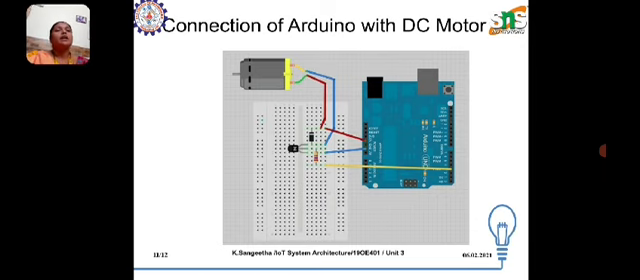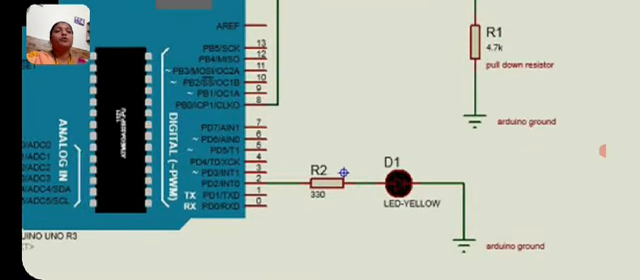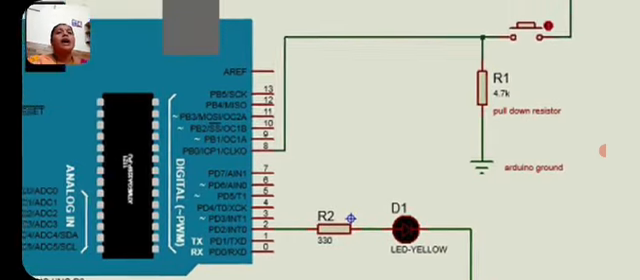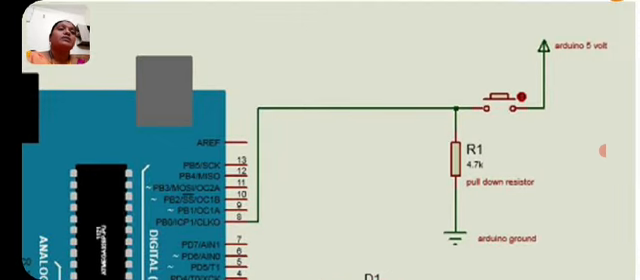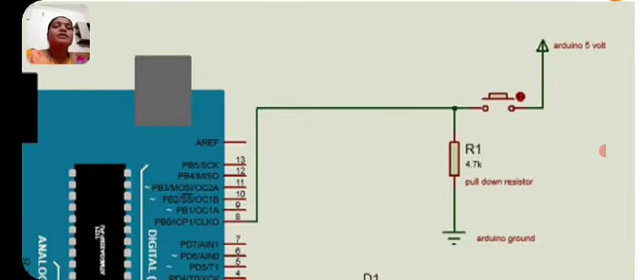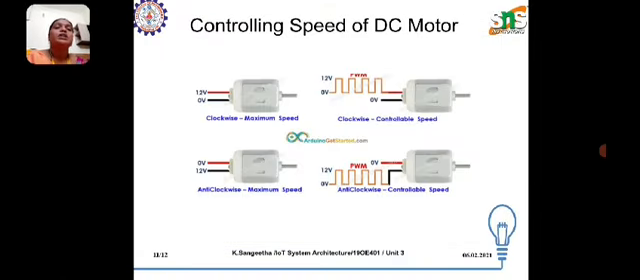This is the connection detail of Arduino with the DC motor. On the Arduino board, the second pin is connected to the resistor, which is connected to the diode in series, and it is connected to the ground. The 8th pin is connected to another resistor, 4.7 kilo ohm, and this is connected to VCC. This is the schematic diagram of Arduino with the DC motor.